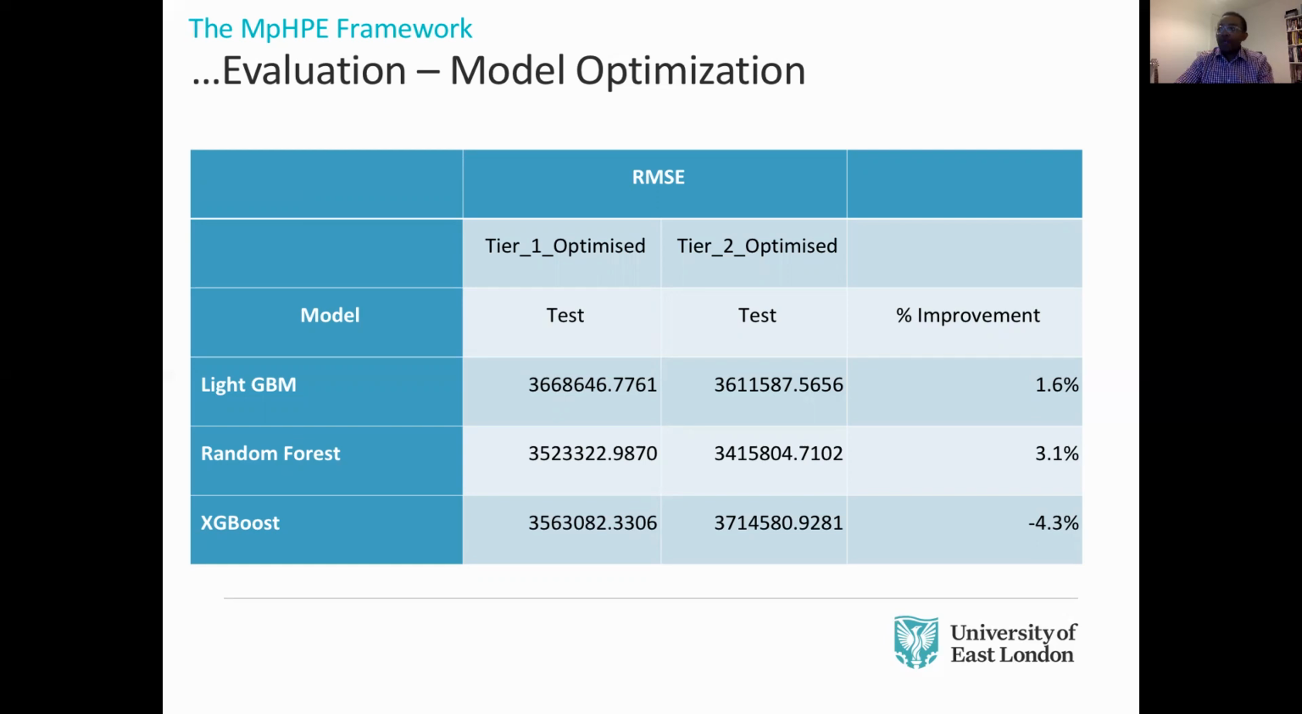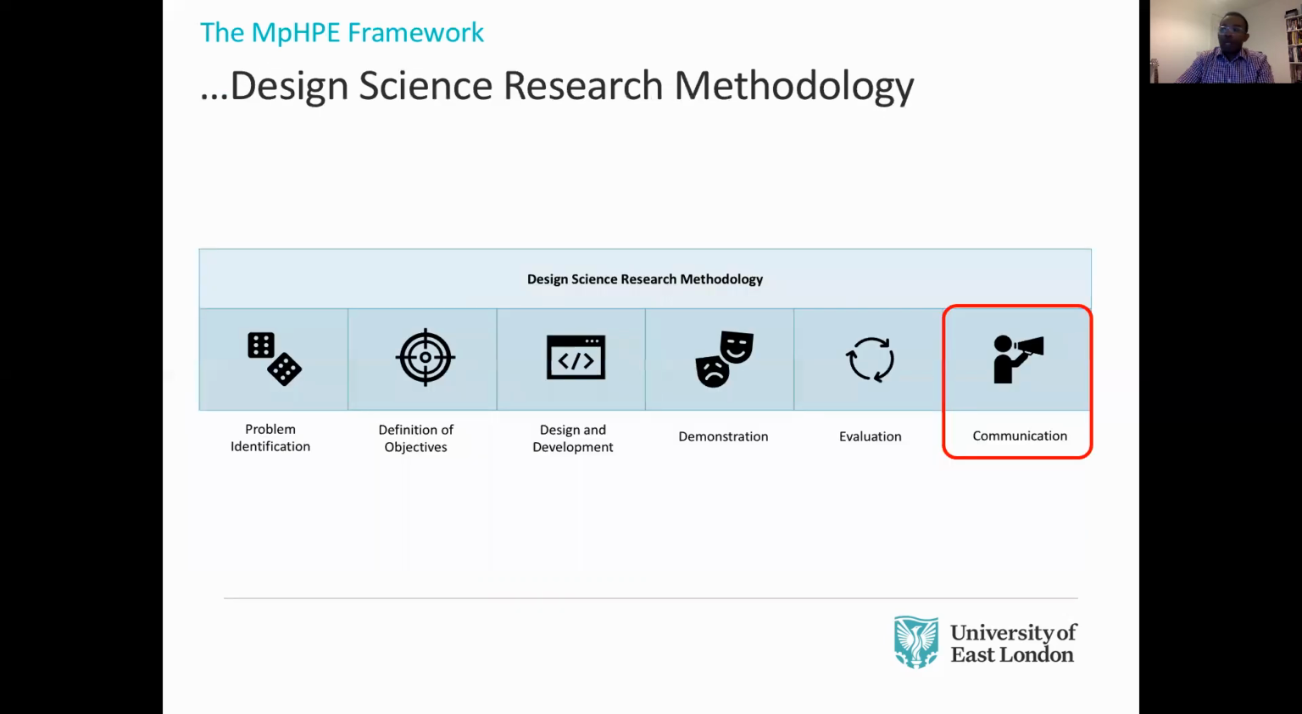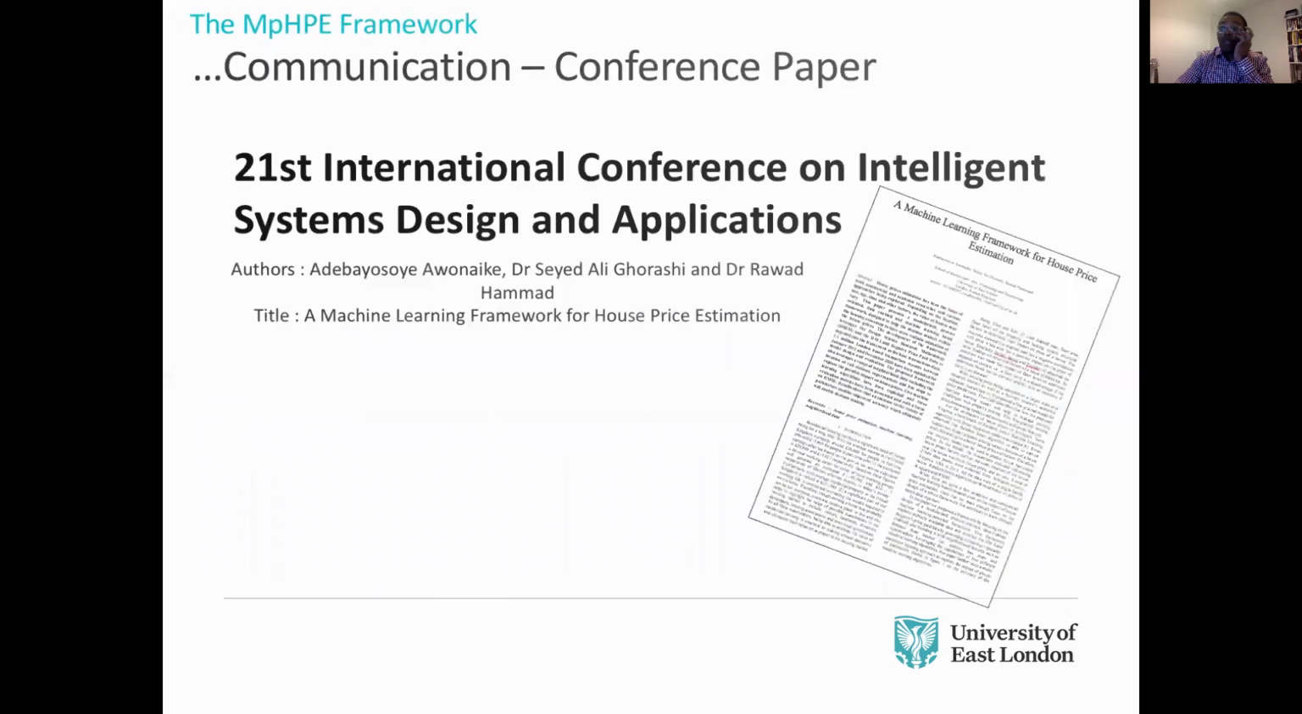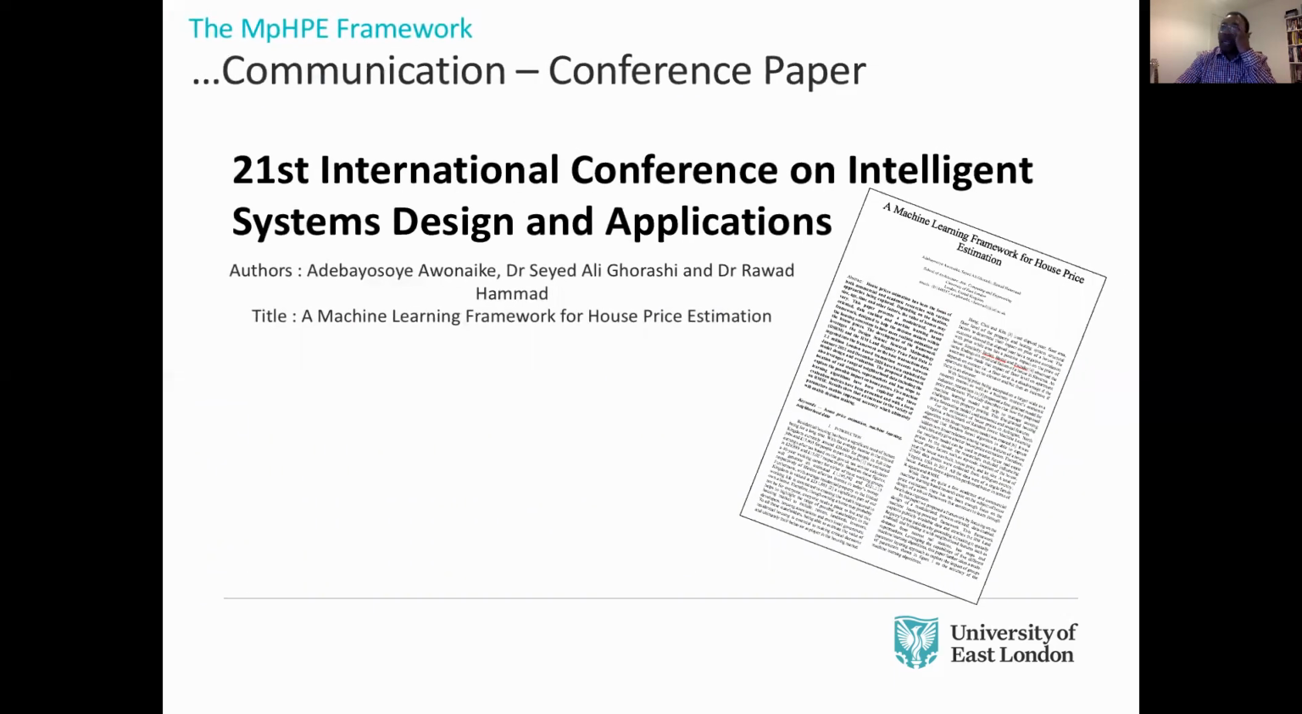And finally, the last stage of the methodology is communication. And this piece of work is being communicated at the moment in the conference proceedings with the topic, a machine learning framework for house price estimation.